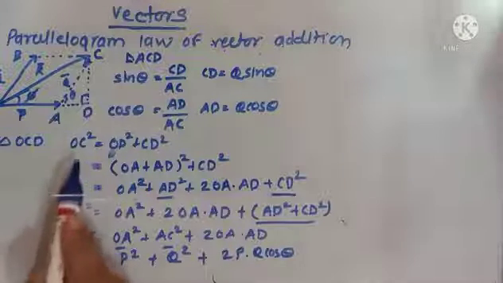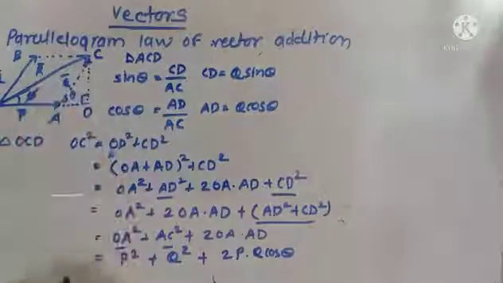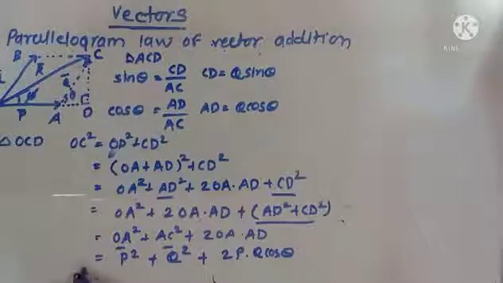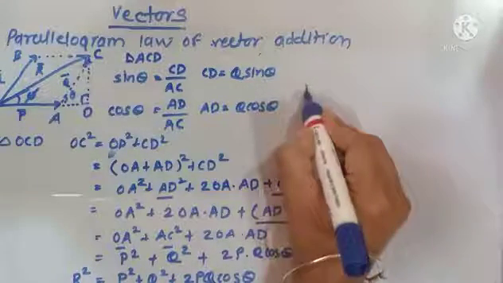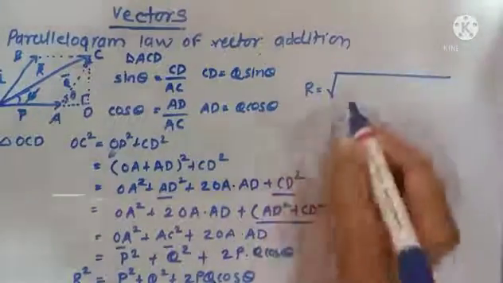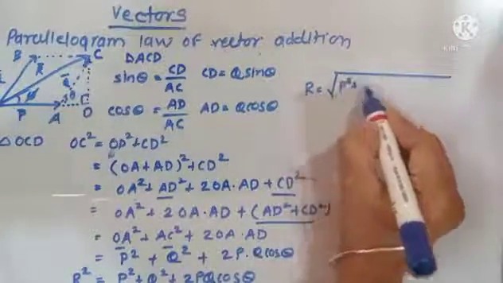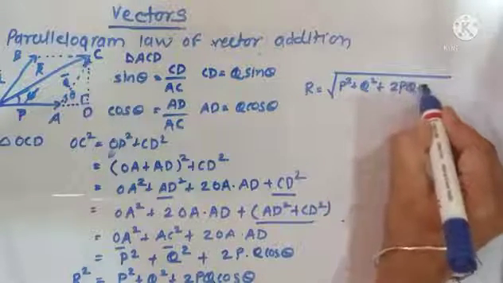So if R is the vector OC, then I can write that R square is equal to P square plus Q square plus 2PQ cos theta. Or I can write R is equal to square root of this whole term, P square plus Q square plus 2PQ cos theta.